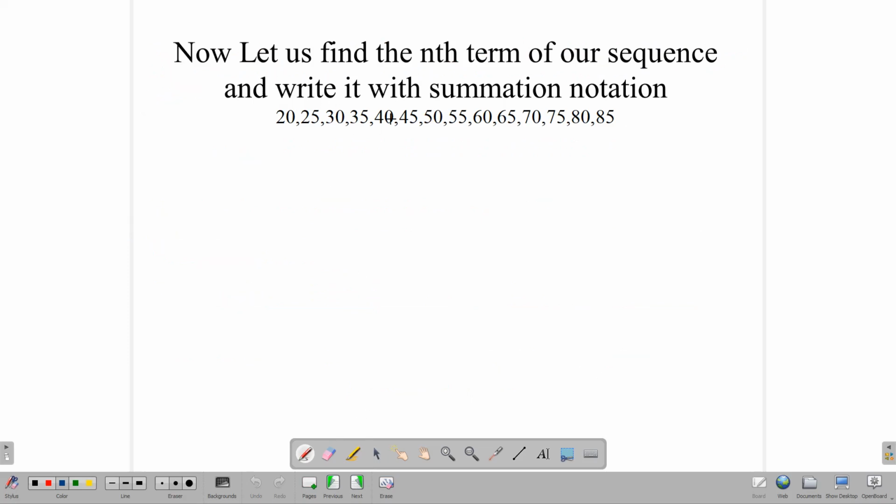First, we're going to want to find the nth term of this sequence. Remember, to find the nth term, we look at our sequence, make a table of differences and find the common difference, and then we use our formula to write down the nth term. So here we can see that the common difference between 20 and 25, subtracting, 25 minus 20, we get 5. 30 minus 25, we get 5. So our common difference here is 5.